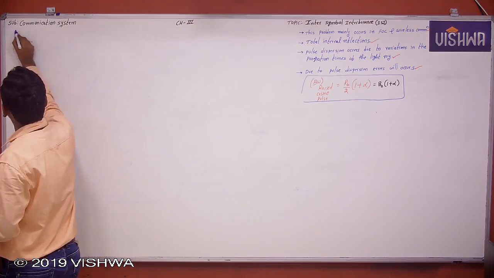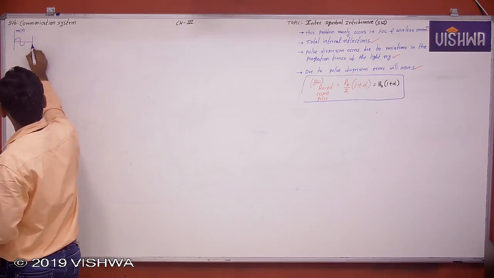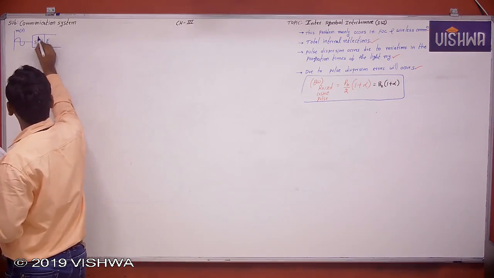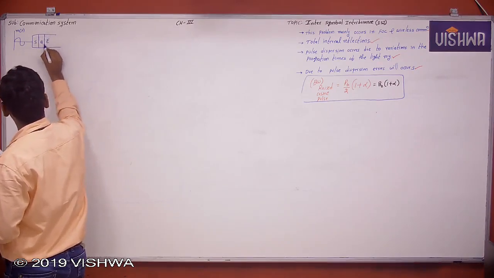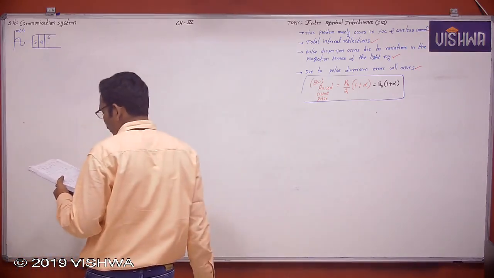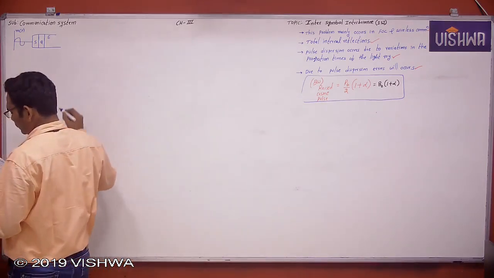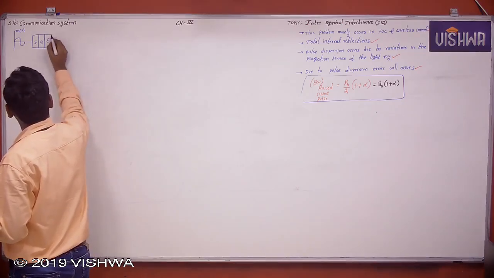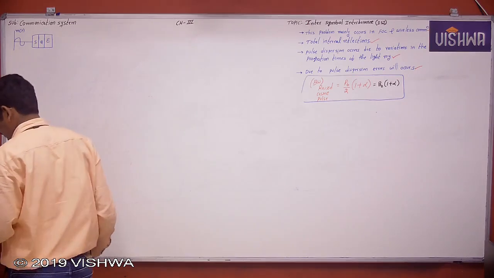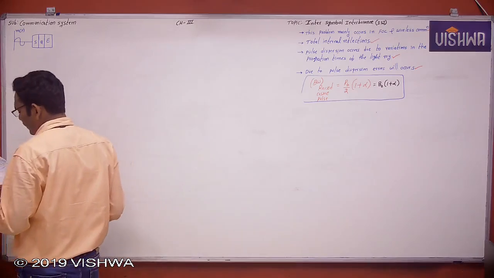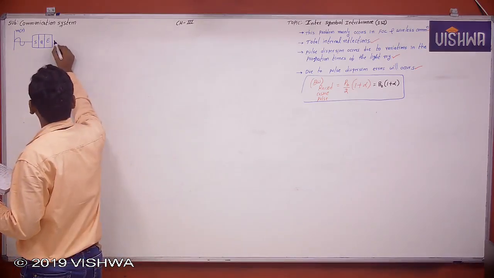Now this is the message signal, which is sampled, quantized and encoded. The message signal which is sampled, quantized and encoded, the output of the encoder is binary data. But what is given is that the binary data is represented in the form of raised cosine pulses.